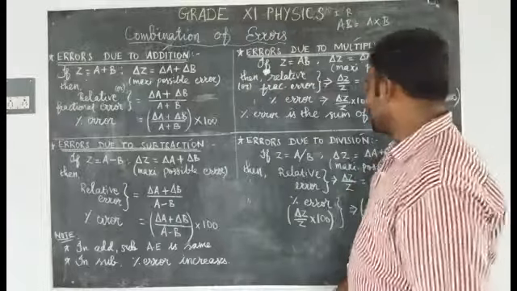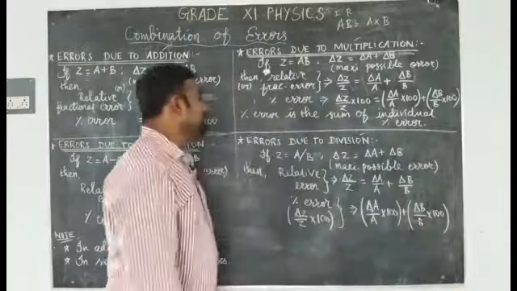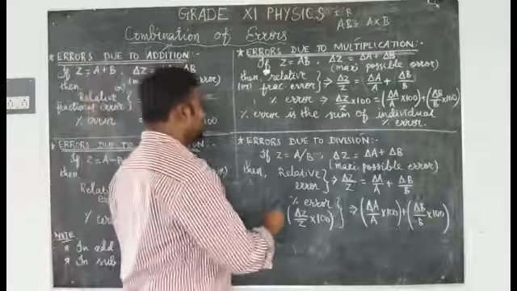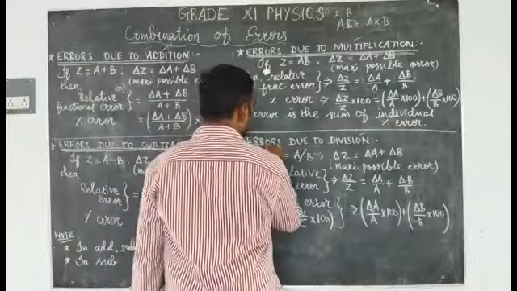Okay, now we are moving to divisions. The fourth one is divisions. Errors due to division.